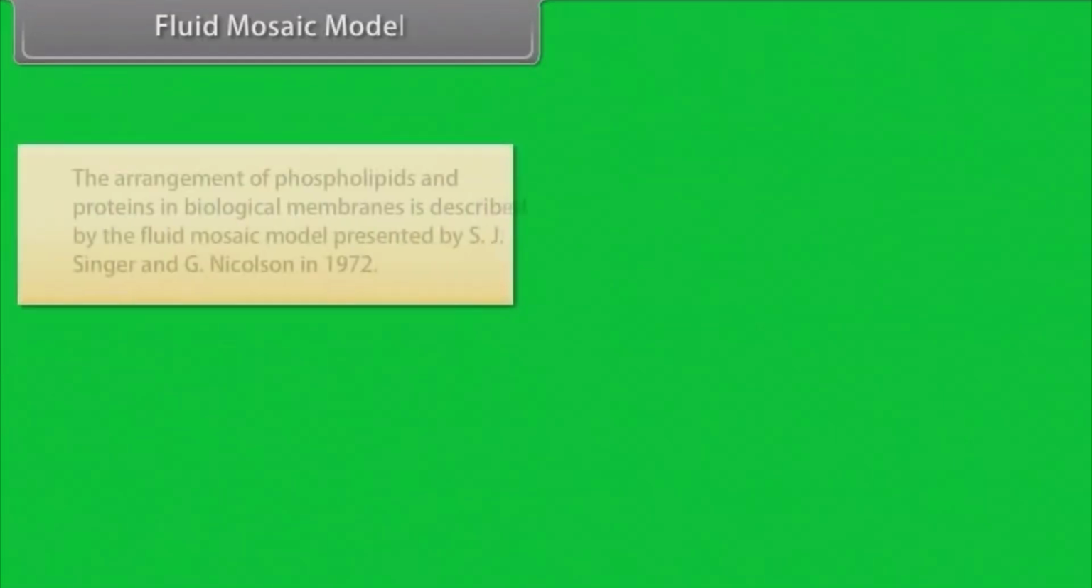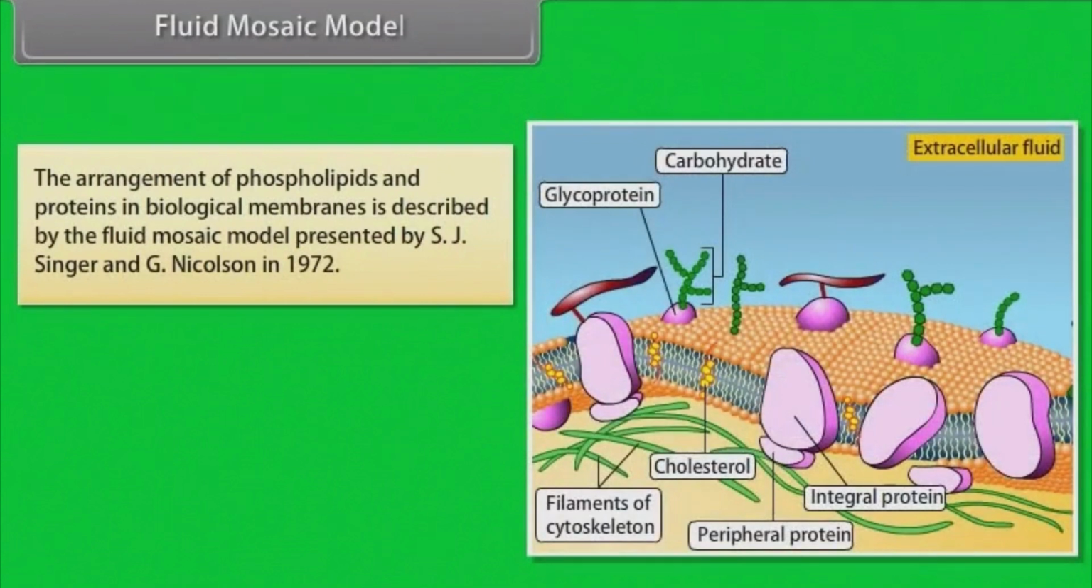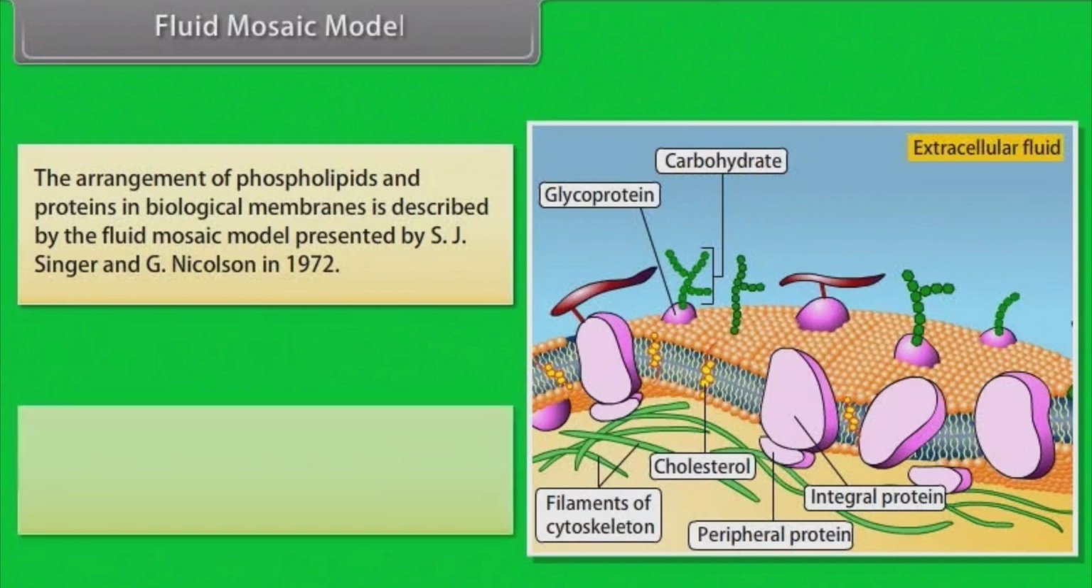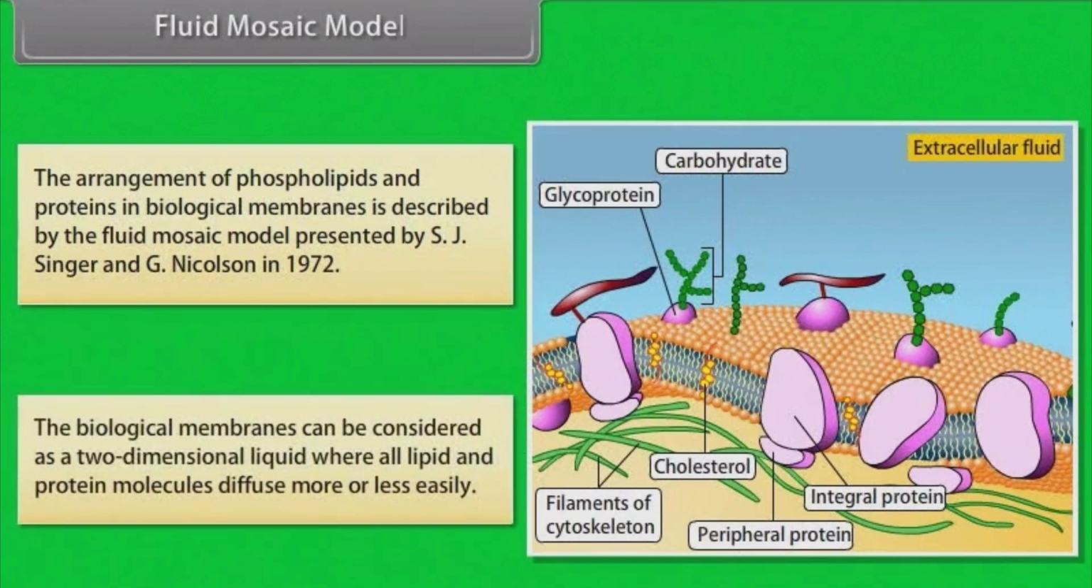Fluid mosaic model. The arrangement of phospholipids and proteins in biological membranes is described by the fluid mosaic model presented by S. J. Singer and G. Nicholson in 1972. The biological membranes can be considered as a two-dimensional liquid where all lipid and protein molecules diffuse more or less easily.